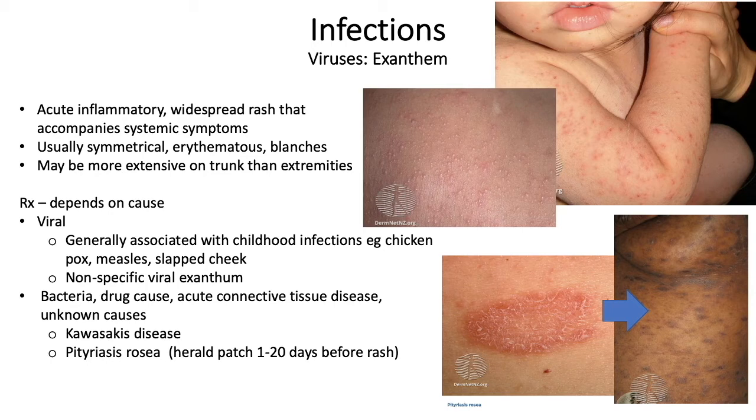Once the exanthem appears, it tends to be a whole body rash, again scaly patches or plaques, but these lesions tend to be smaller than the original herald patch. It tends to last 6 to 12 weeks, but it's typically self-resolving.